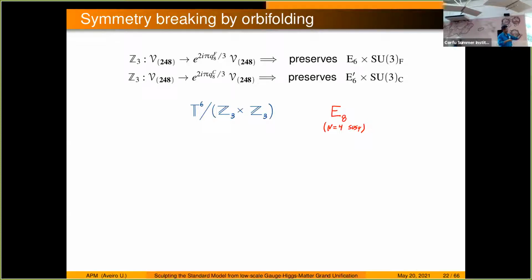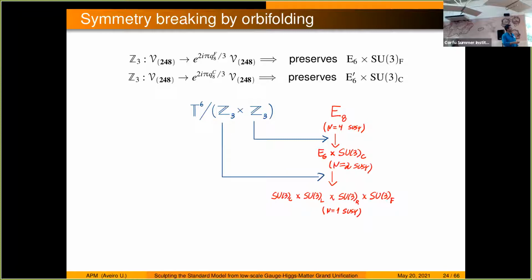And just to see a stepwise possibility. Let's say the first one is the second line. So it breaks E8, it reduces it to E6 cross SU3 color. Then the second one acts, and you break to the intersection group of these two. So it's the quartification group, like SU3s for color, left, right, and family.